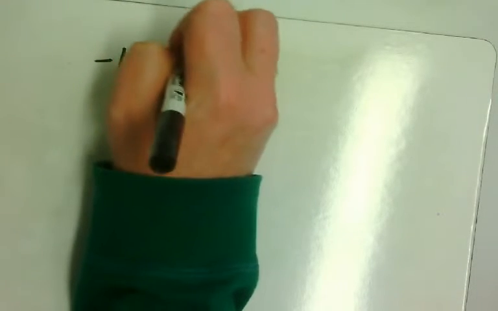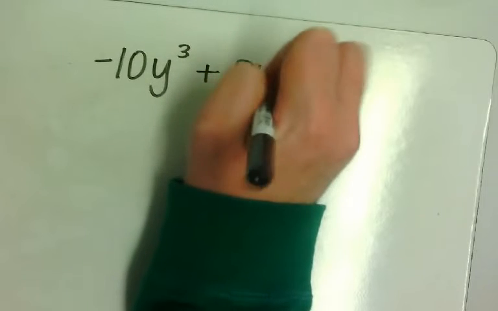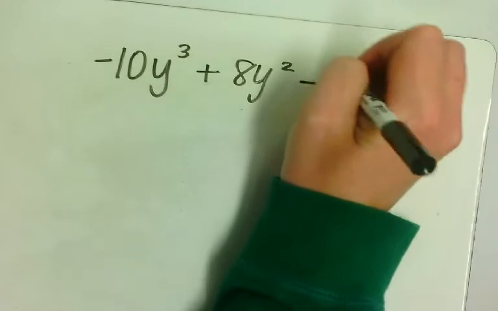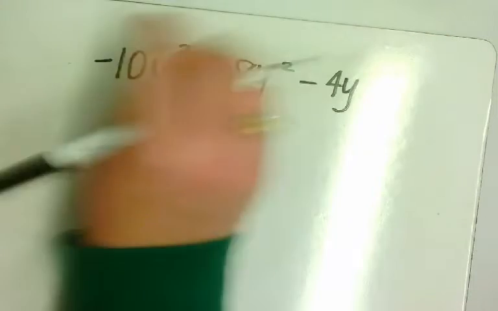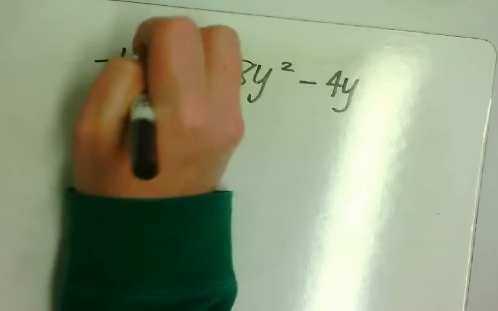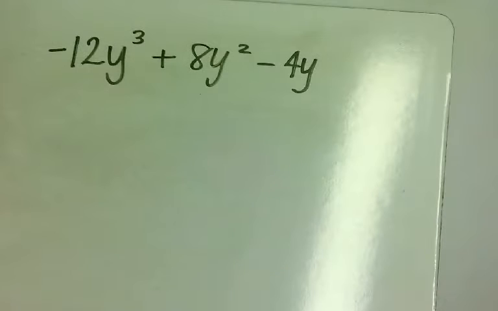Let's do negative 10y cubed plus 8y squared minus 4y. Let's change that 10 to a 12 for me, please. Sorry. Negative 12y cubed plus 8y squared minus 4y.